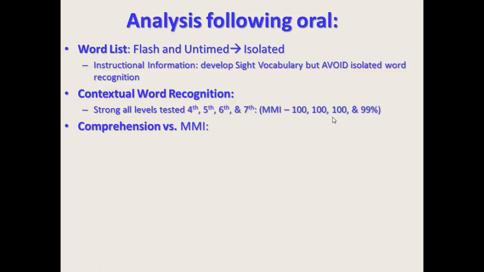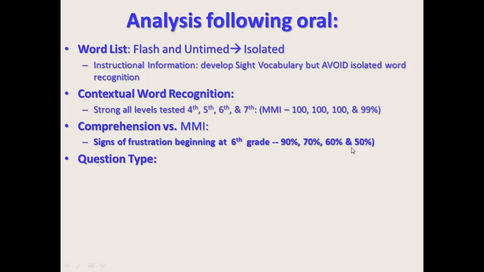Comprehension versus the MMI, because what good is a strong MMI if you don't have comprehension to correspond with that? We have signs of frustration beginning at 6th grade, where at 4th we had the 90, 5th we had the 70, but 6th, 60, and 7th, clearly frustration. Question type, on the other hand, text is solid. 10 of 12 or 83% through 6th grade, but all text-based 81%.